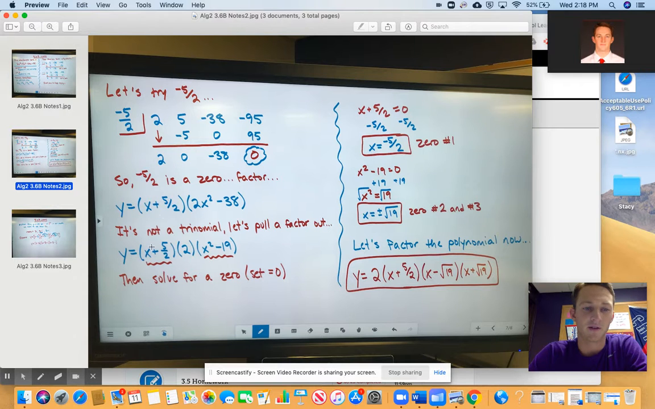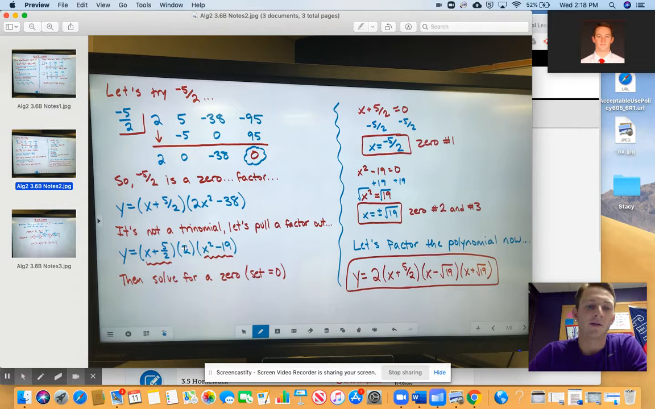So we still have our first term, x plus 5 over 2. We're factoring out a 2, and then if we pull out a 2 here, we just have x squared left over. If we pull out a 2 here, we have negative 19 left over. And from here, we can find our zeros.